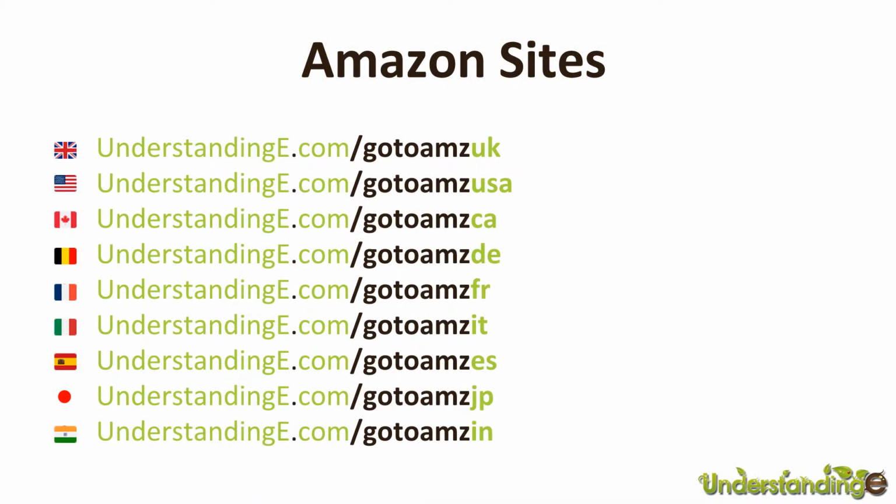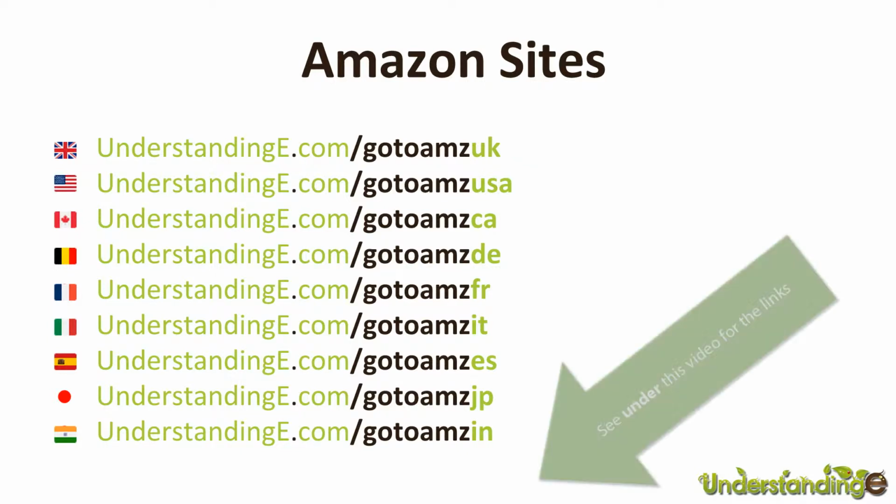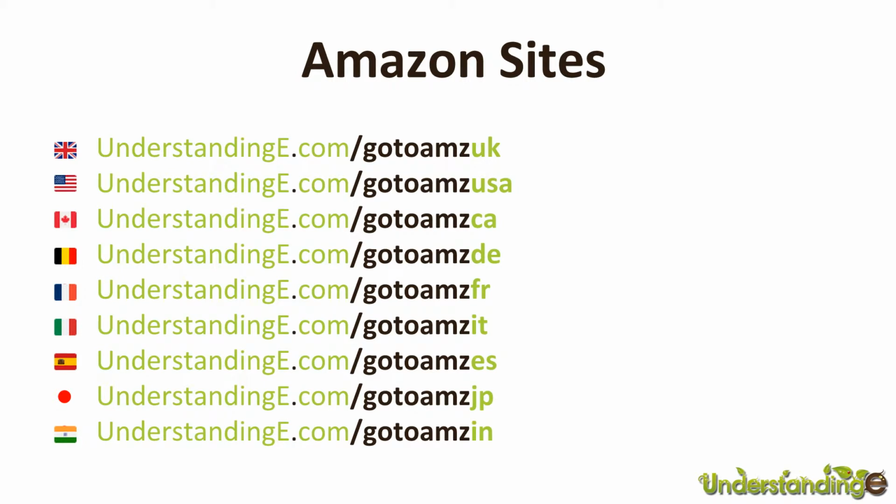Now, for you to get onto the same page as us, the site which you need to go and register on might be different to the United Kingdom where we're based. So we've put all the short links up on your screen for you. If you want to register on Amazon UK, then you would go to understandinge.com/go to AMZ UK. If you want to get to Amazon.com, then head over to understandinge.com/go to AMZ USA. And again, Canada, exactly the same link, but change it to CA, Germany would be DE, and so on and so forth.